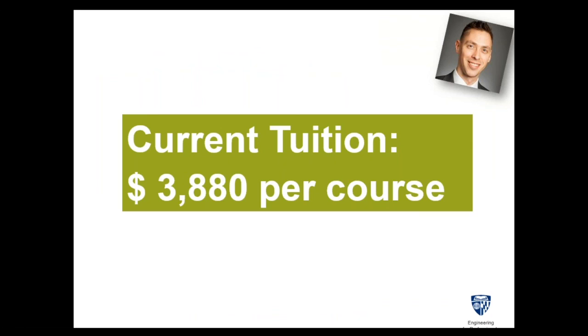Now, we don't charge tuition on an annual basis like you would see in a full-time program. We offer it by the course, so if you're only taking one course this spring, you're going to be charged $3,880. Of course, if you're taking 2 courses, you would double that. So that's the way our tuition model works.